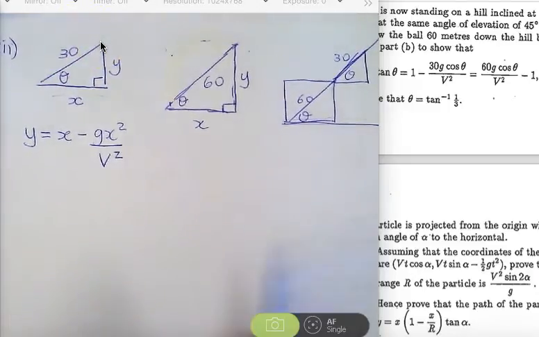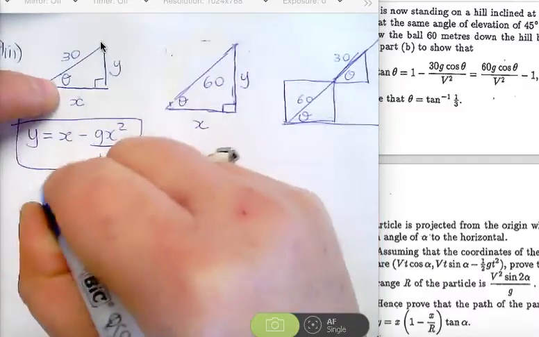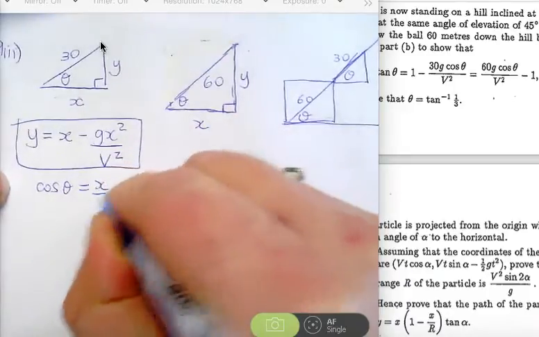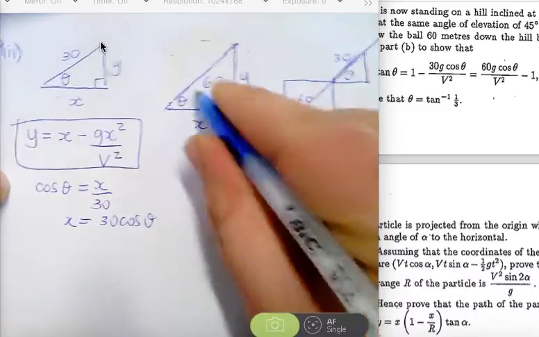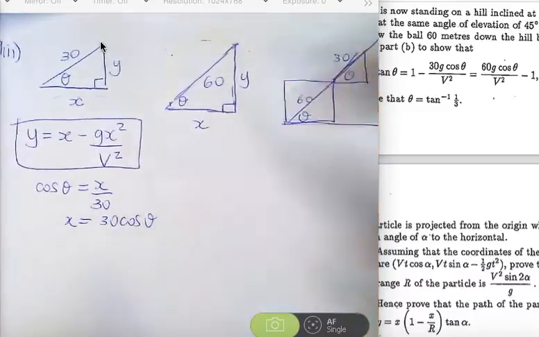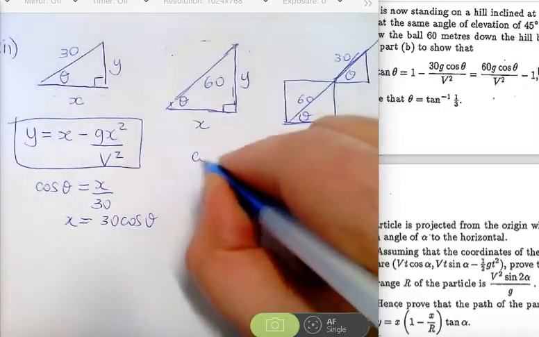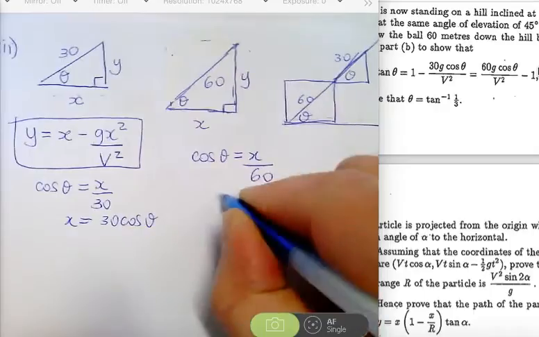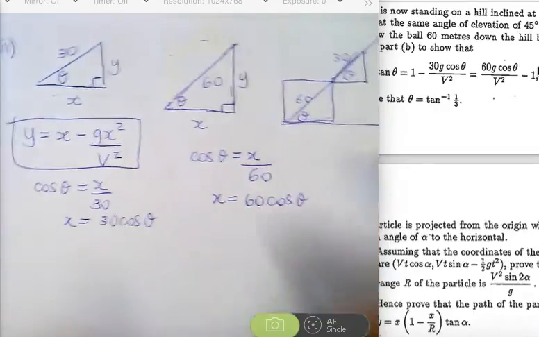So let's just start with the x. We're going to use that. So let's look in this triangle here. What have we got? Cos of theta is x on 30, therefore x equals 30 cos theta. Let's look in this triangle because we know there's a cos theta here. So we go cos of theta is x on 60. So in this one, x is 60 cos theta.